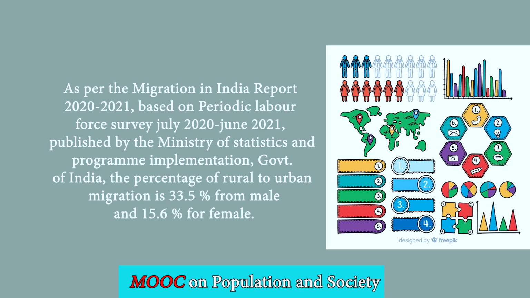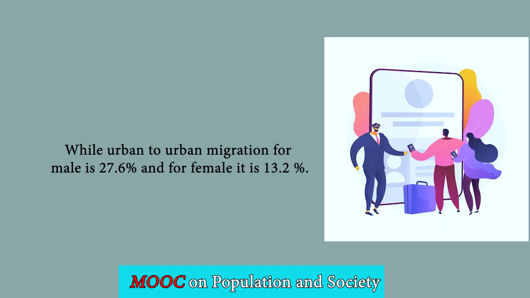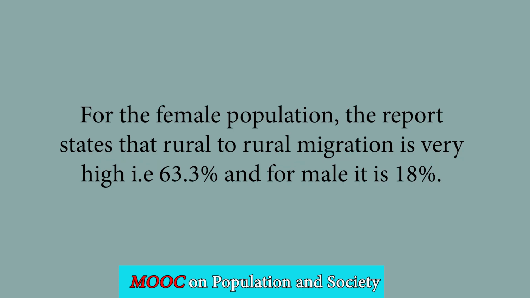15.6% for females. While urban to urban migration for males is 27.6% and for females it is 13.2%. For the female population, the same report states that rural to rural migration is very high, that is 63.3%, and for males it is only 18%.